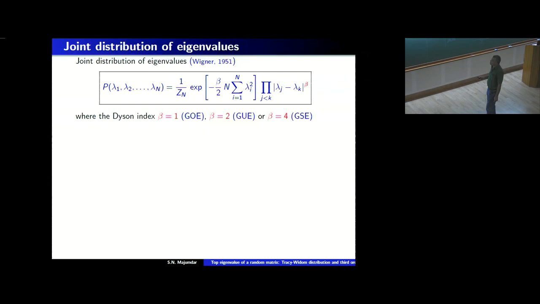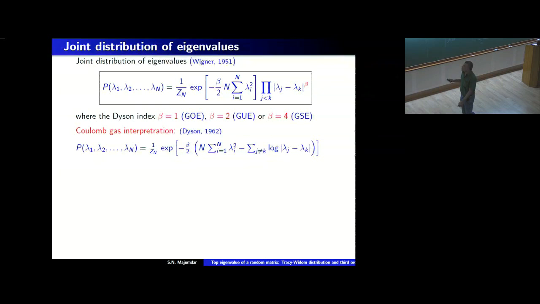And it's because of this Vandermonde term that the eigenvalues get strongly correlated. There's a repulsion between eigenvalues here. Two eigenvalues do not like to be sitting next to each other. And so Dyson had a very nice interpretation of this joint distribution. You can raise this x to the power beta as e to the power beta log x, and write it as a Boltzmann weight.